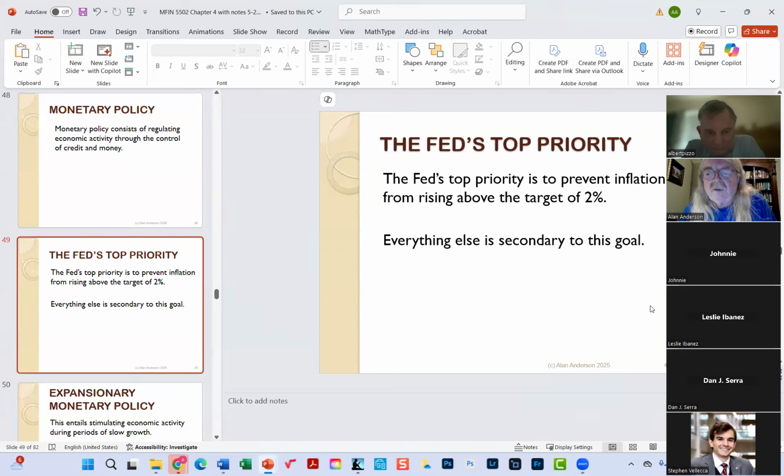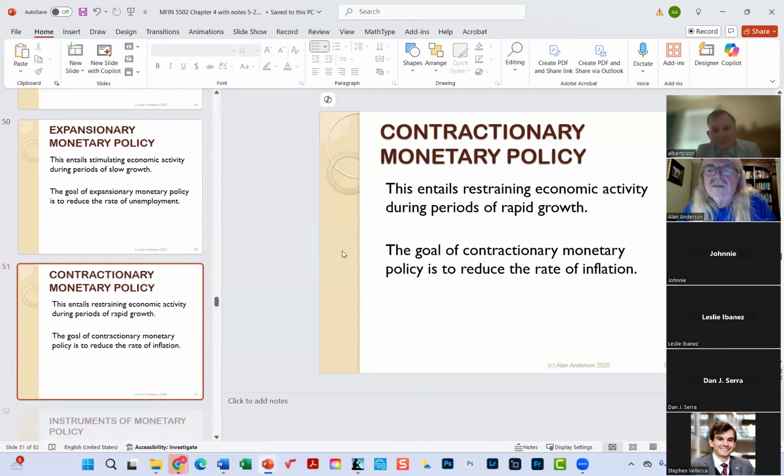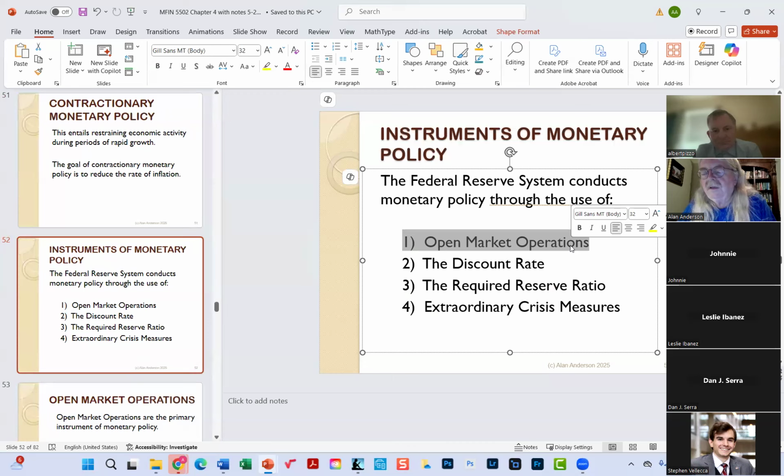Now, in principle, their goal is to keep inflation from going much above 2%. And theoretically, everything else is secondary to that goal. Although, depending on what's going on in the economy, they have other objectives too. But mostly they're trying to keep the economy growing steadily. They're trying to avoid extremes of inflation or unemployment. The policy instruments they have: open market operations, or what I described earlier, when the Fed adds or subtracts reserves from the banking system by buying or selling treasuries.